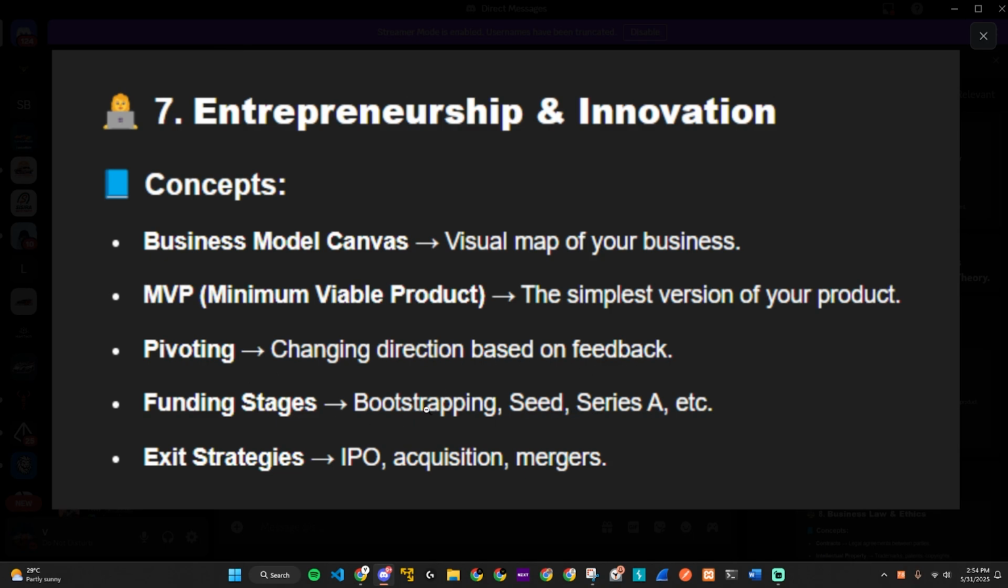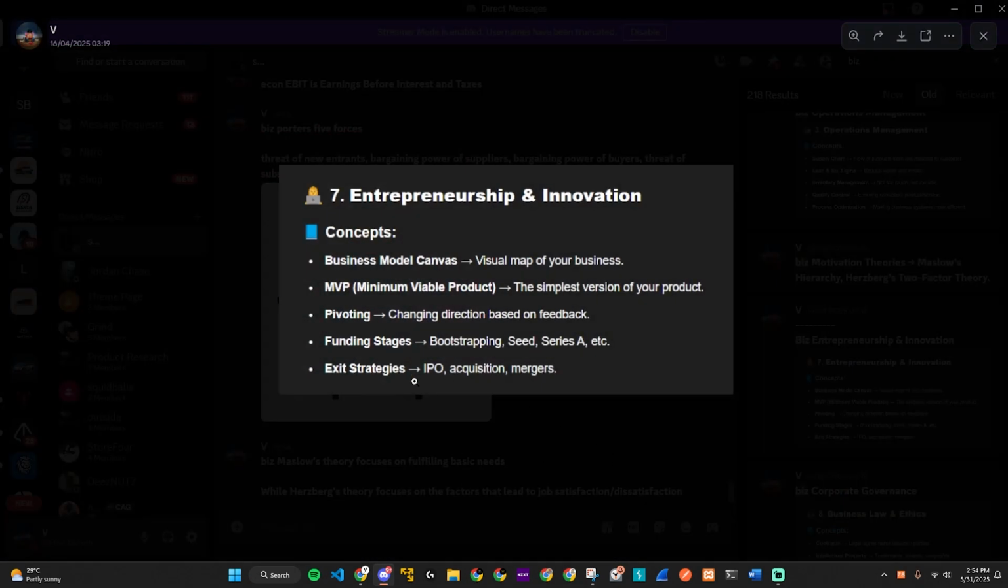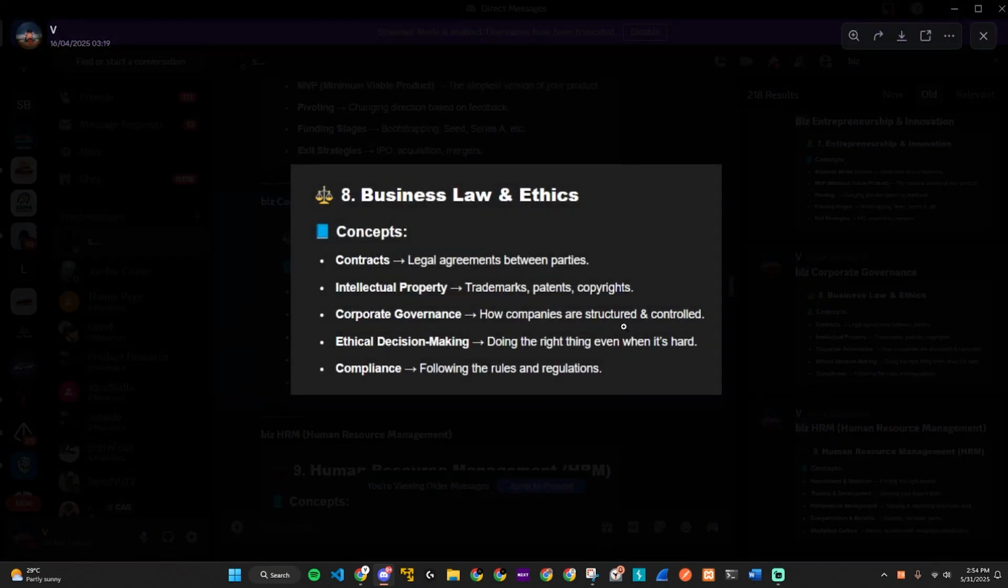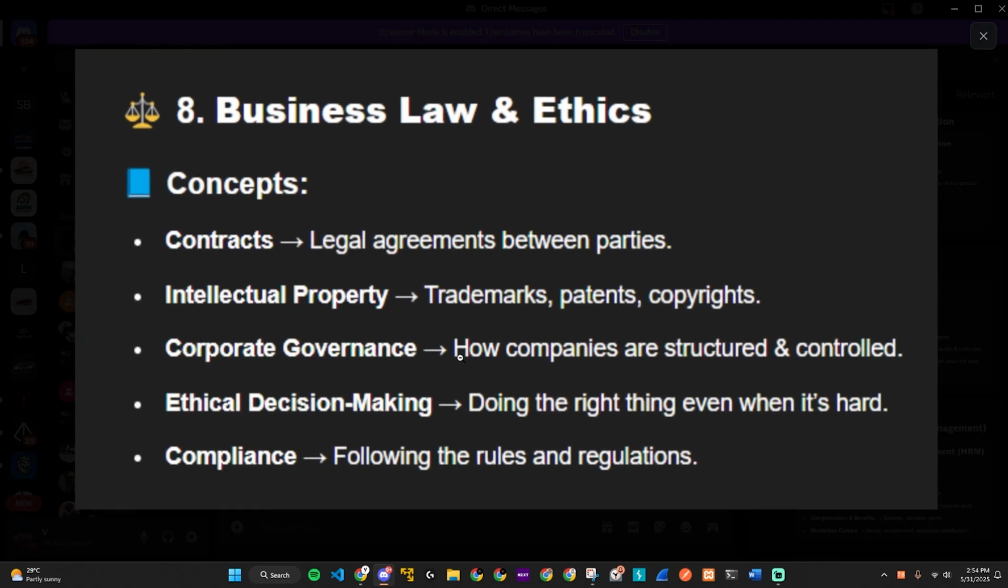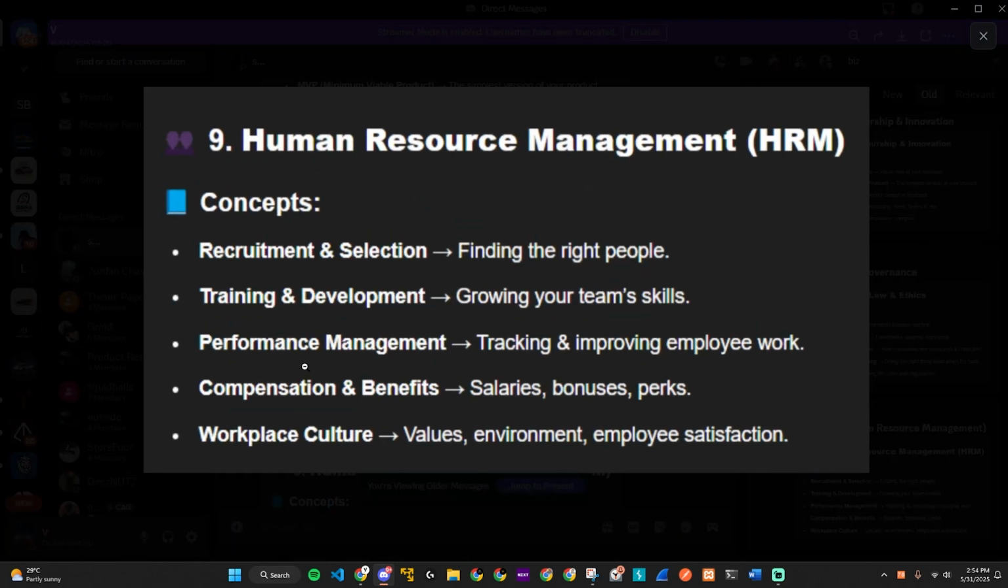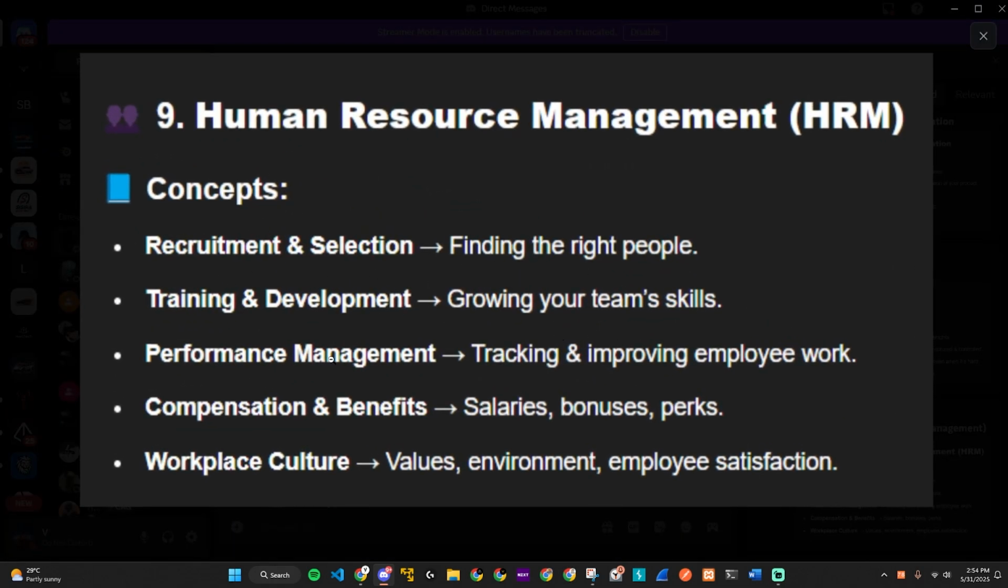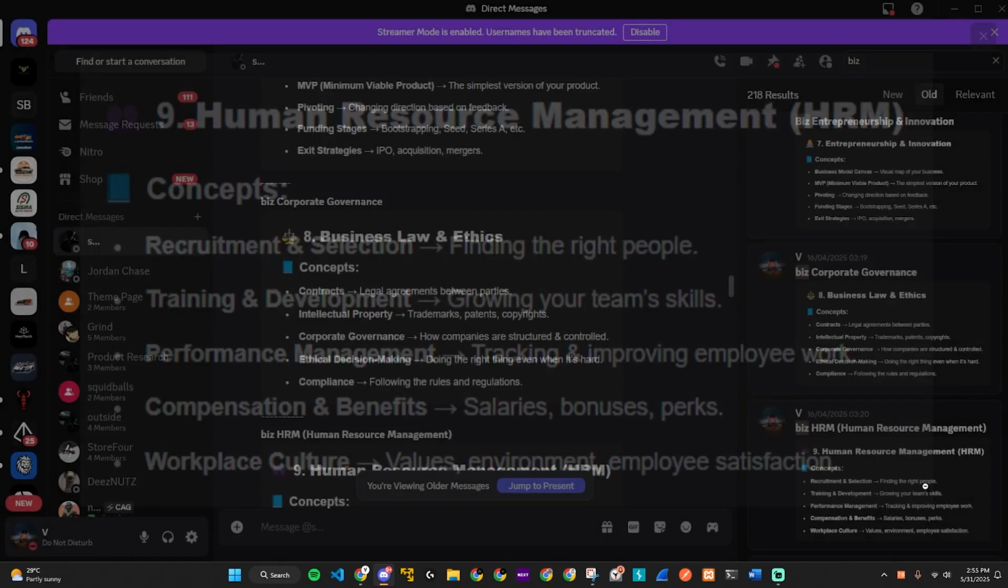So bootstrapping is funding your own thing. Seed series, that's the initial investment point where you pitch, and seed A, and then seed B, like that. So this is when you want to list your company on stock exchanges, acquiring and merging. So that's exit strategies. IPOs, initial public offering. Corporate governance, once again, contracts, intellectual property, corporate governance, how companies are structured and controlled, ethical decision making, doing the right thing even when it's hard, compliance, following the rules and regulations, HRM, which is human resources, recruitment and selection, training and development, performance management, compensation and benefits, workplace culture, values, environments, and employee satisfaction.